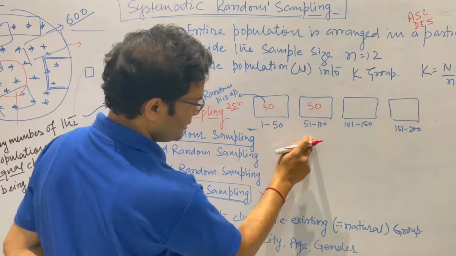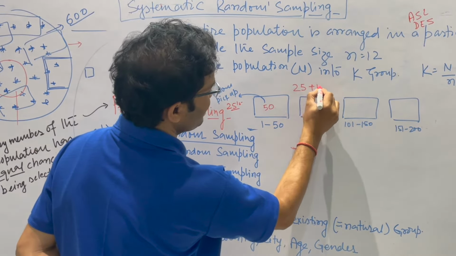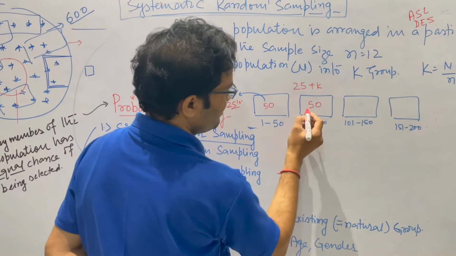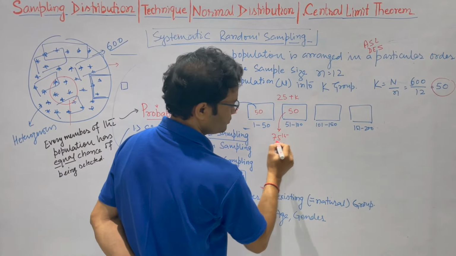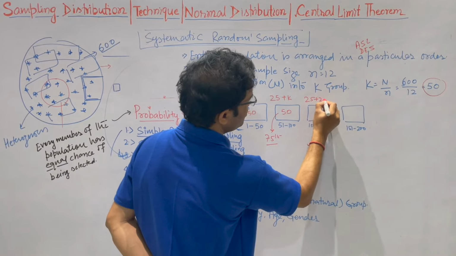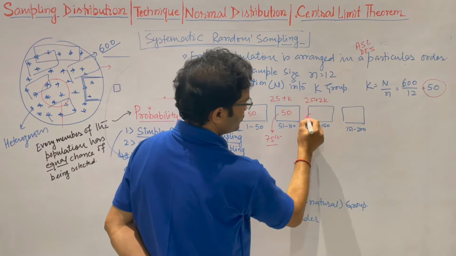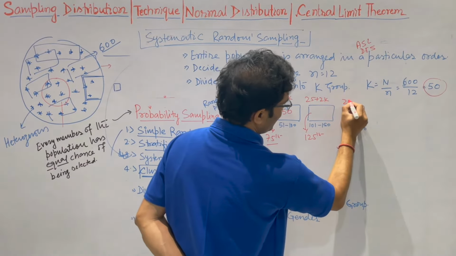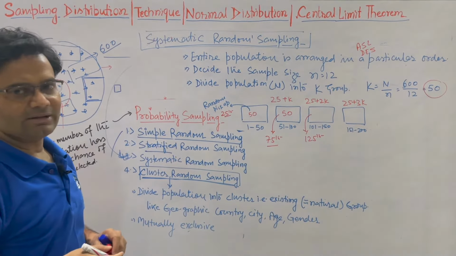Now from the second box, I will choose 25 plus k. What is k? 50. So 25 plus 50 is 75, and I will pick the 75th one. Third one, 25 plus 2k, means 25 plus 100, so I will pick the 125th. And so on, 25 plus 3k. So this is called systematic random sampling.